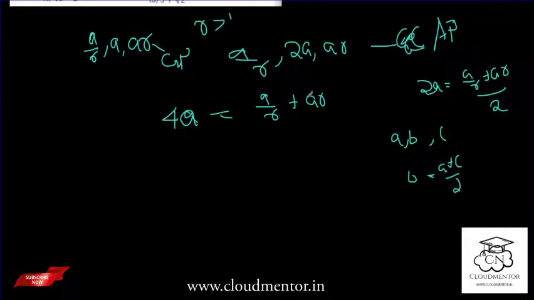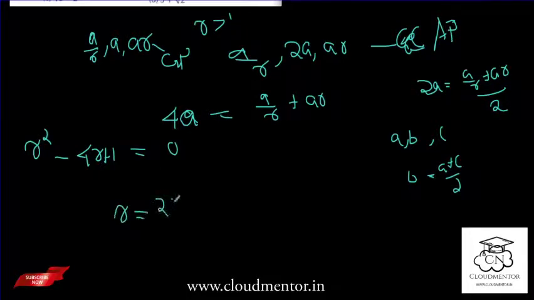And so taking the LCM and multiplying, we got a second degree equation, R square minus 4R plus 1 equal to 0. Solving this, we get R as 2 plus root 3, and also R equal to 2 minus root 3, which is not applicable because R must be greater than 1, right?